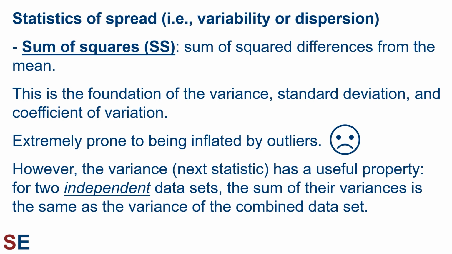So to recap, the sum of squares is the sum of the squared differences from the mean. This is the foundation of the variance, standard deviation, and coefficient of variation that we'll talk about in a second. It's extremely prone to being inflated by outliers, which is unfortunate. However, the variance, the next statistic we'll talk about, has a useful property that for 2 independent datasets, the sum of their variances is the same as the variance of the combined dataset. This mathematical property is so useful that it causes us to use sum of squares and variances despite this problem it has with outliers.